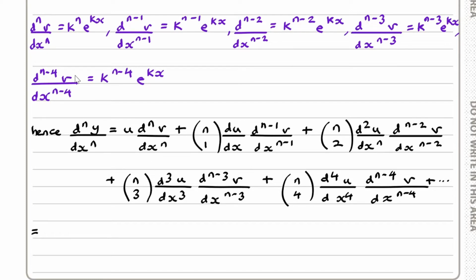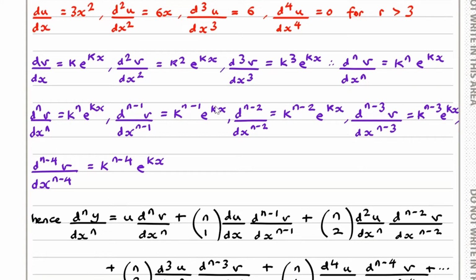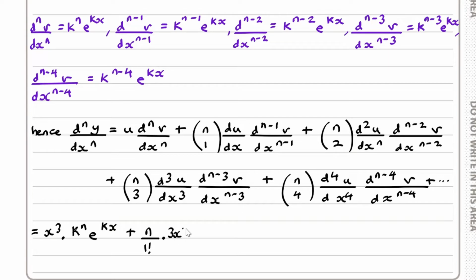So we've got u, which we said was x cubed. So we have x cubed multiplied by d^n v over dx^n, which we said was this term here, k^n e to the power of kx. And then we have n choose 1. Now n choose 1, that's the same as n over 1 factorial. And then we multiply this by du over dx. We said du over dx was 3x squared. So we have 3x squared. And then we multiply this by this term over here, which we said is k to the power of n minus 1, lots of e to the power of kx.